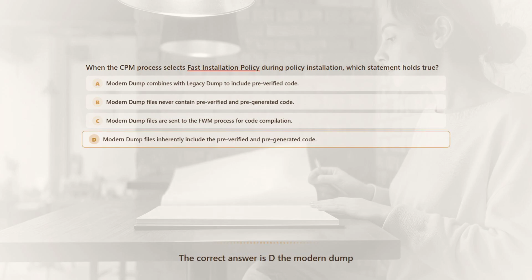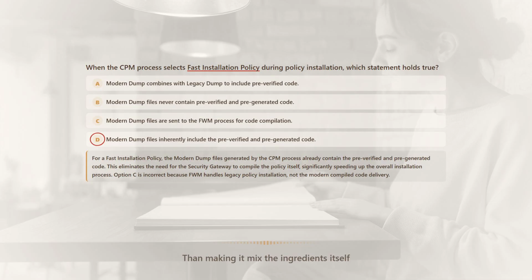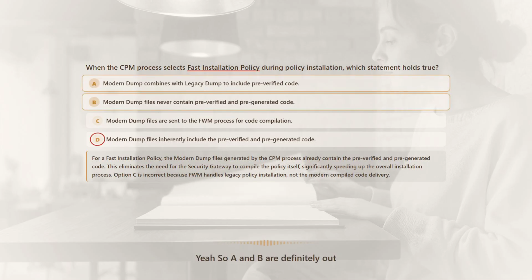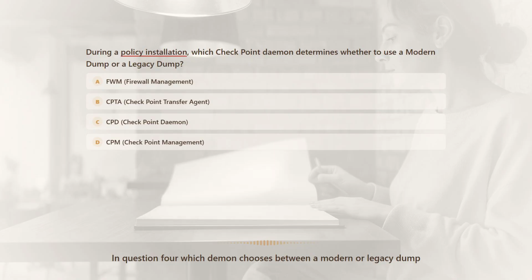The modern dump inherently includes pre-verified code. So it's basically like delivering a fully baked cake directly to the security gateway rather than making it mix the ingredients itself. Perfect analogy. It doesn't have to compile anything, which is why it's fast. Yeah. So A and B are definitely out. But who actually decides which cake to send? Like in question 4, which daemon chooses between a modern or legacy dump?